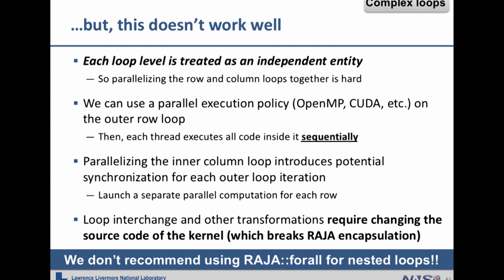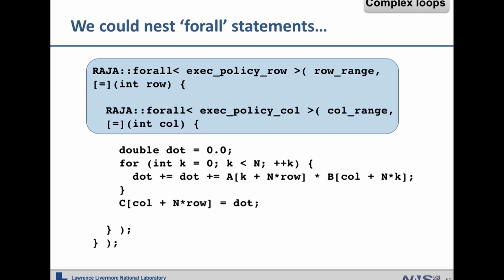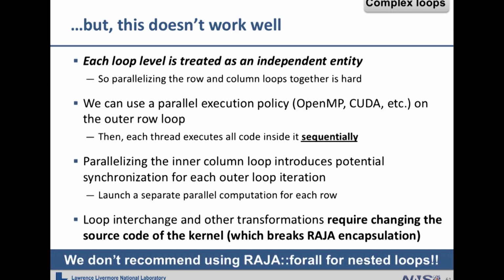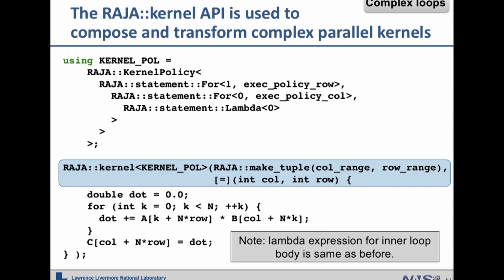Plus, suppose you wanted to transform this in some way. Let's say on one architecture, or with one data layout, it might be better to have the column loop on the outside versus the row loop on the inside. To do that here, you'd have to actually change the source code. That breaks the encapsulation model that we want to preserve with RAJA. So we don't recommend for nested loops and more complicated kernels to try to jam anything into for all or do funky things with for all.